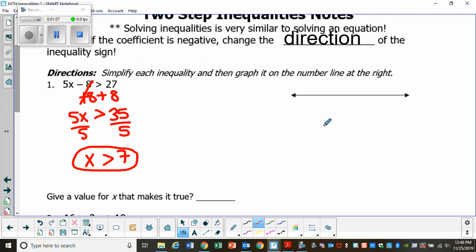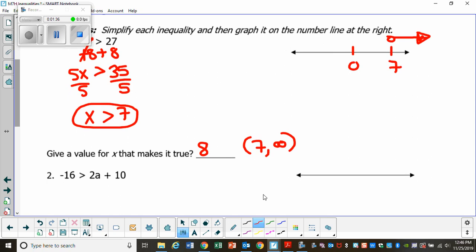So we're going to go over here, and we're going to do an open circle on 7, because it's not or equal to, and all values greater than 7 are to the right. So it says, give a value for x that makes it true. So you could have picked 8 or anything greater than 7. So if you remember interval notation, you could have picked anything greater than 7 to positive infinity with parentheses around it. Okay?